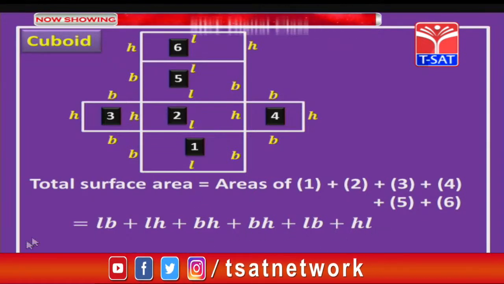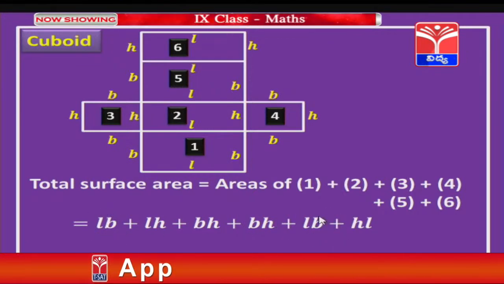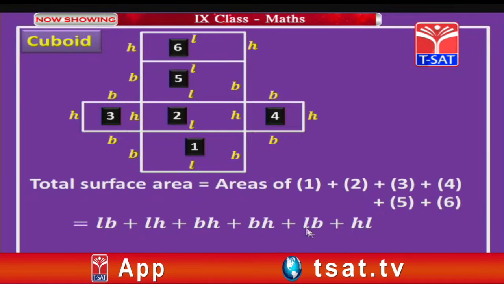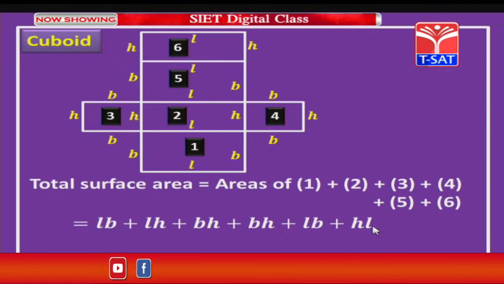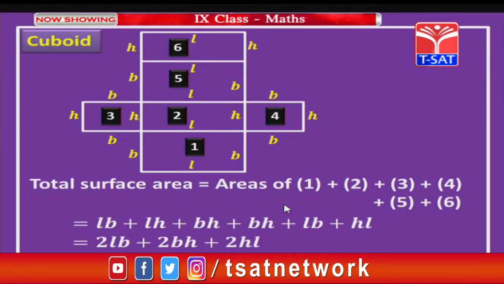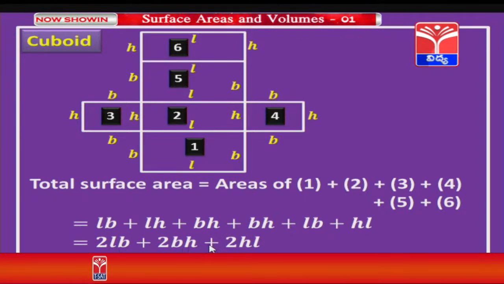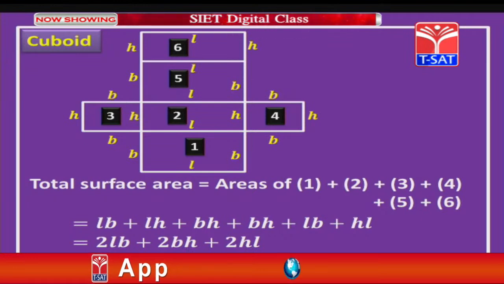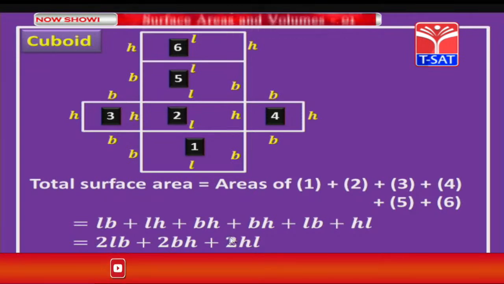Okay children. Now if you notice, we have LB and LB. So what do we get, children? LB plus LB, 2LB. LH and HL both represent same, so you can write 2HL. BH and BH, 2BH. So what do you get, children, now? Yes, we get 2LB plus 2BH plus 2HL. And do you notice anything common in these 3 terms, children? That's right. You can see 2 is common in all these 3 terms.